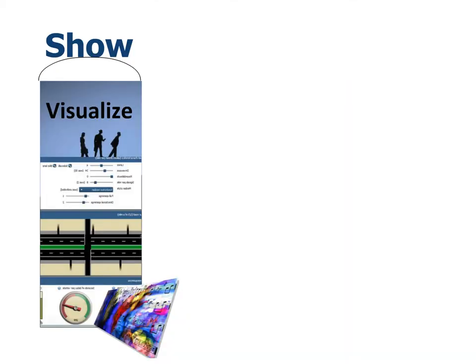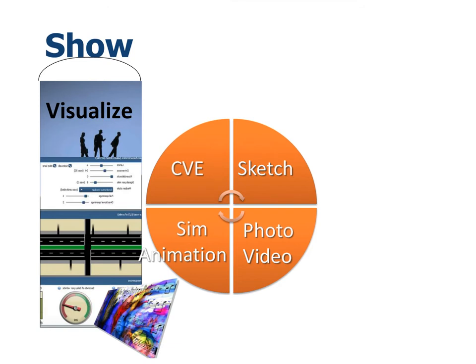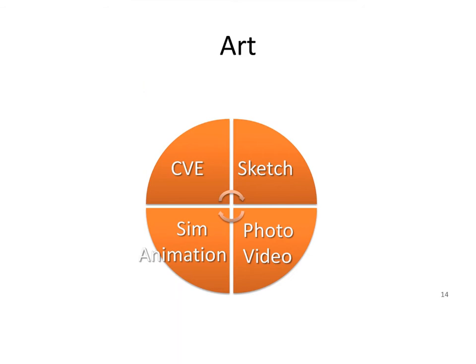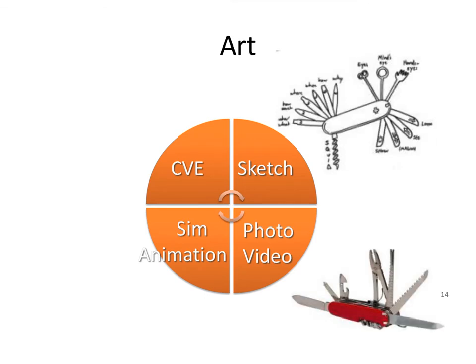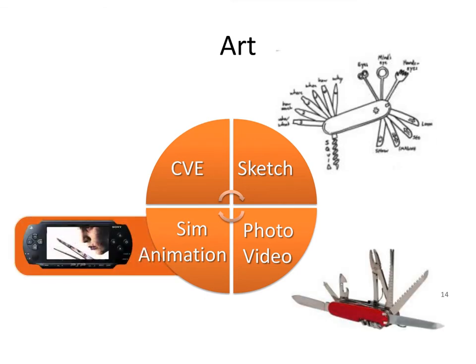So then you actually visualize it. Is it a sketch, photo, animation, or CVE, which is my acronym for the Corridor Visualization Explorer, the tool that I will show you in just a second? We can take the same idea and present it in a bunch of different ways. Here's a knife. What is going to be the most effective way of presenting that?